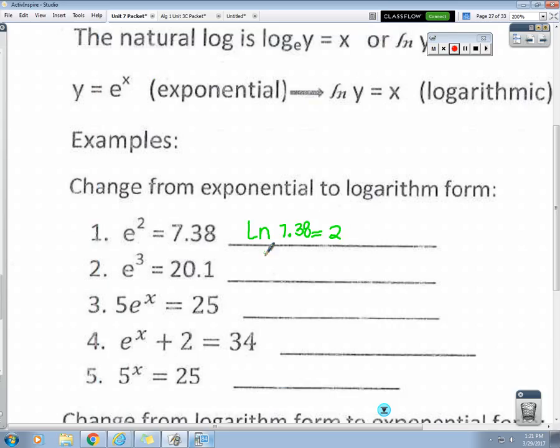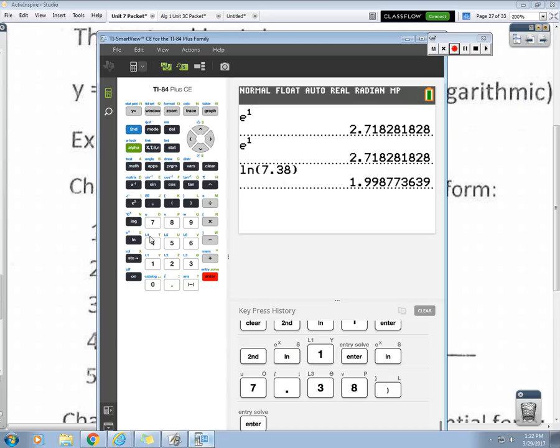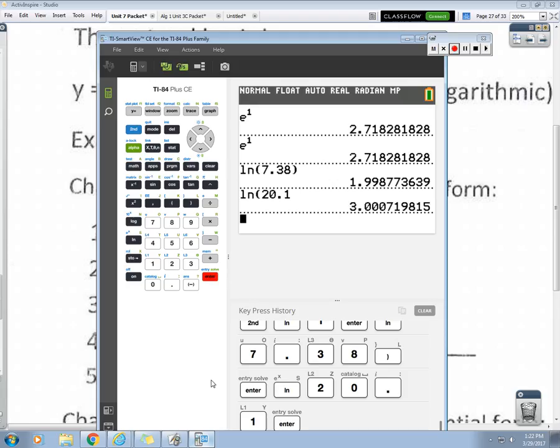Alright, so for number 2, currently it's in exponential form, because this is like y equals your base to the x power. But since your base is e, when you rewrite it as a log, you rewrite it as a natural log. And so it'll be ln of what number? Equals 3. Now type that in to make sure it makes sense. The natural log of 20.1 equals 3.